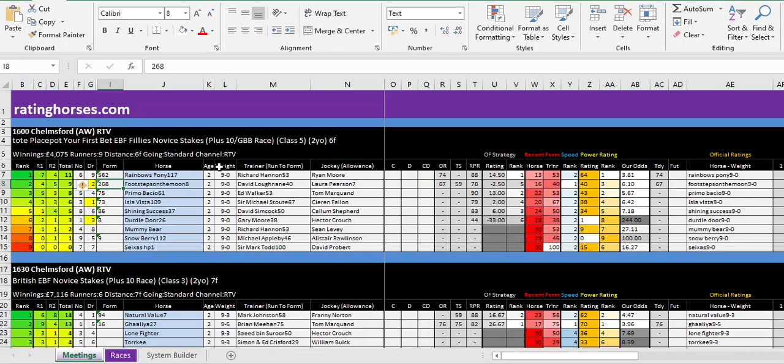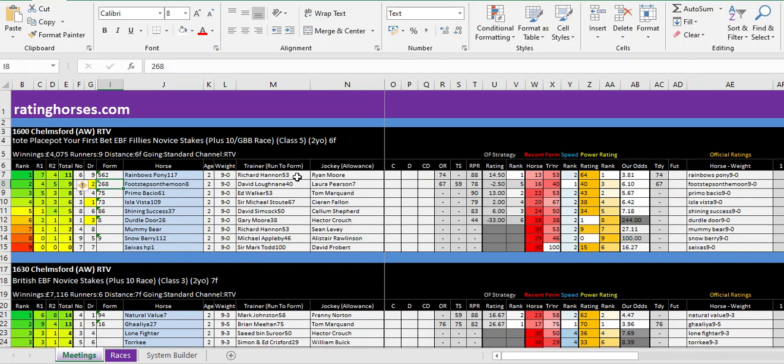The next column is age, that's the age of the horse. The next column is weight, that is how much weight the horse is carrying. As you can see, these are all 9 stone, the race below 9 stone 3, 9 stone 5. Then we have the trainer, Richard Hannon.